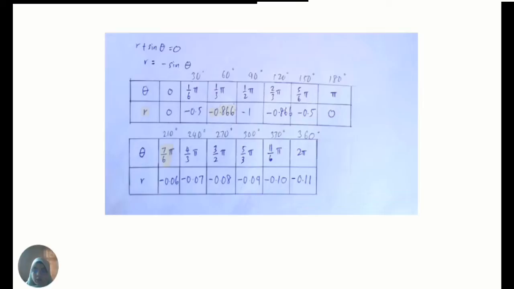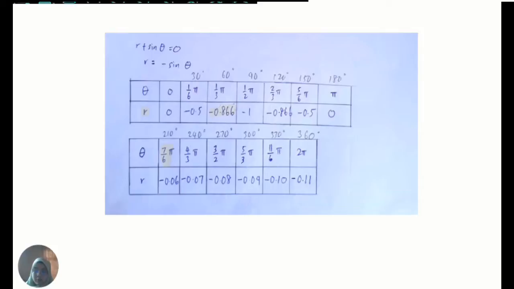My name is Nur Akila binti Muhammad Tarmizi. I'm going to explain about part 3 and 4 of question 1. For the graph r plus sine theta equals 0, it has been drawn on the same diagram of polar grid. Sine theta is brought to the right side, so r equals negative sine theta.